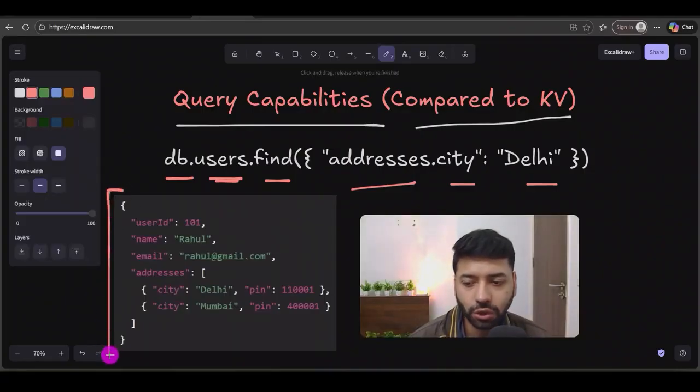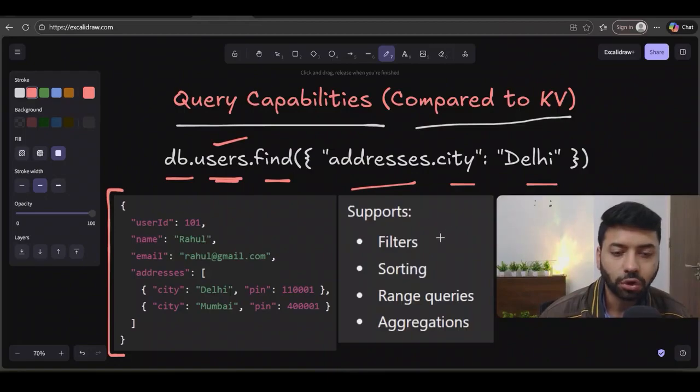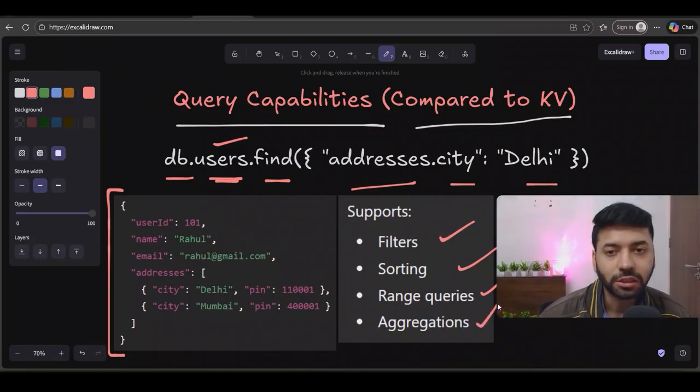So this was our users collection, and you can see this was the document in which all the data was stored. We have done db.users.find addresses because we want to find inside this field, and then we have put .city because we want to search for this Delhi city, right? And then we have provided the name for that. The document database supports filters, sorting, range queries, and aggregations. So you can clearly see that as compared to a key value database, the query capability is quite rich in a document database.